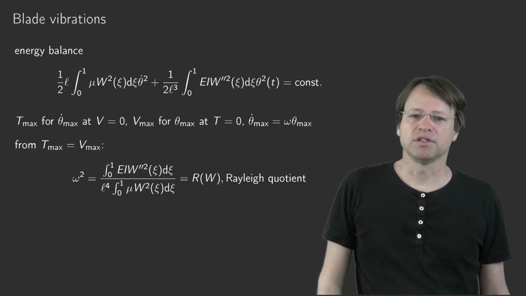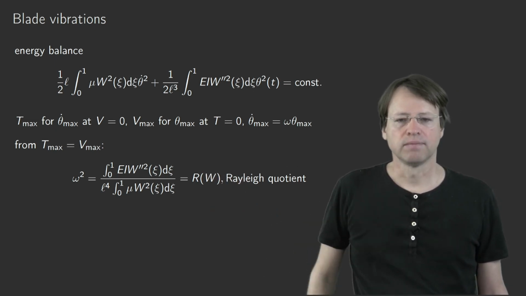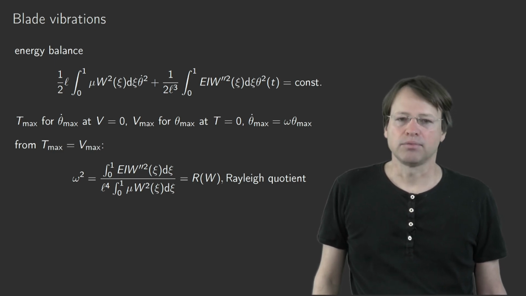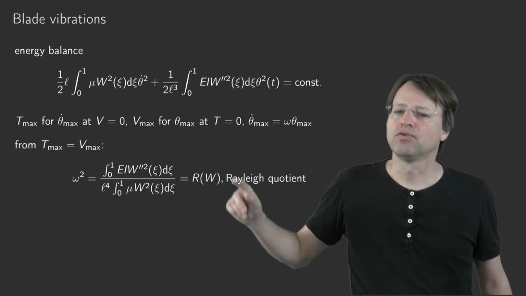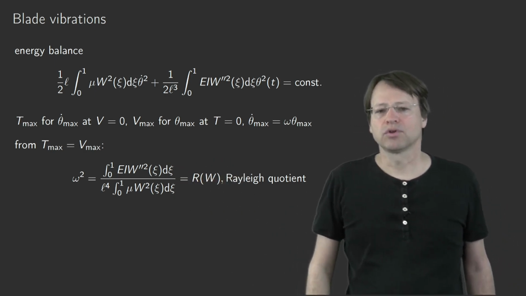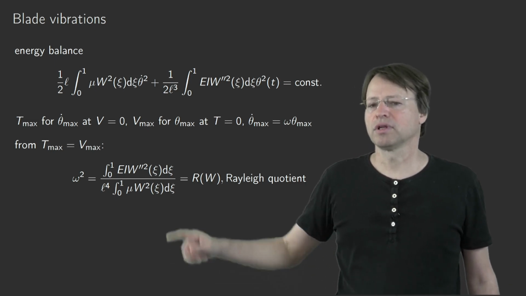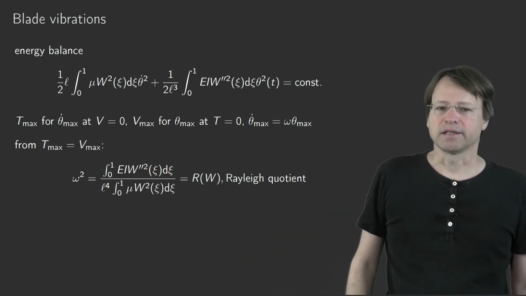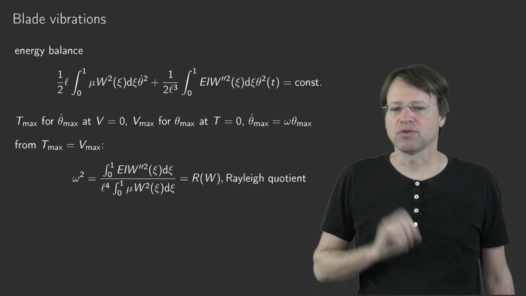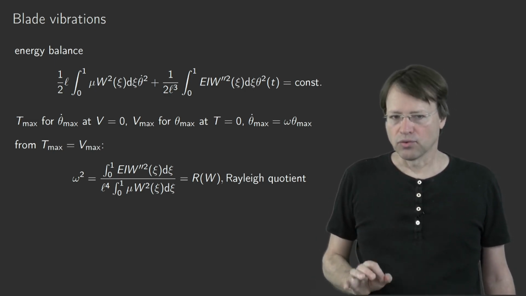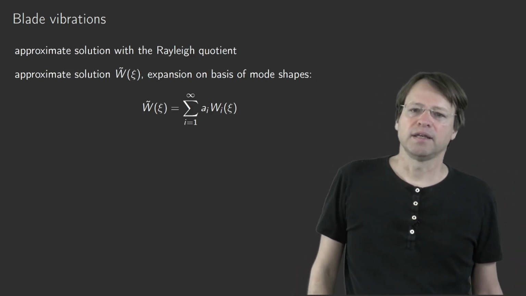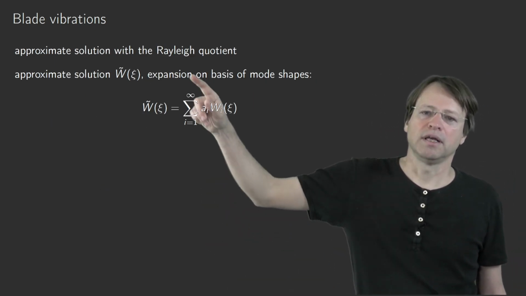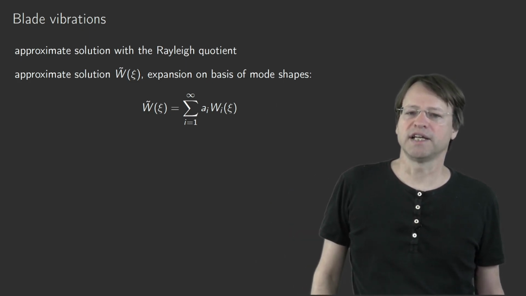However, what happens if you do not know the mode shape? Then you can perhaps use an approximation, polynomial or whatsoever, for that mode shape, and you would compute an approximate solution for that omega. Now, what can be said about that approximation of that omega related, of course, to the true omega? So, the idea is, let's compute the approximate solution with the Rayleigh quotient.